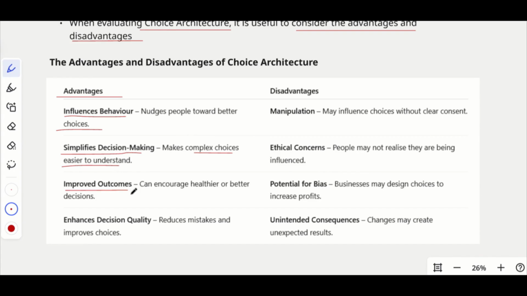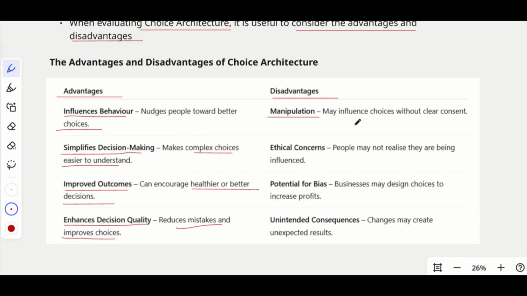Then improved outcomes. What are the improved outcomes? It can encourage healthier or better decisions, right? And also it enhances decision quality. How will it increase it? By reducing mistakes and improving choices. So these are the advantages of choice architecture. And will there be any disadvantages? Yes, of course. So now let's see the disadvantages.